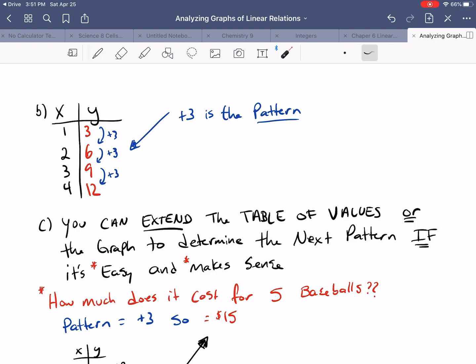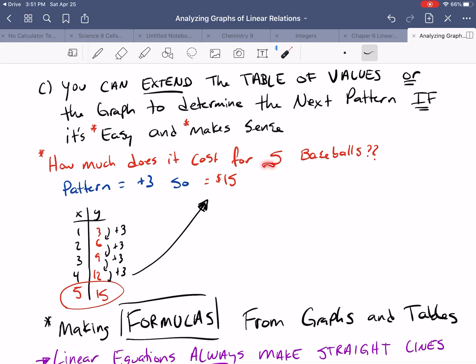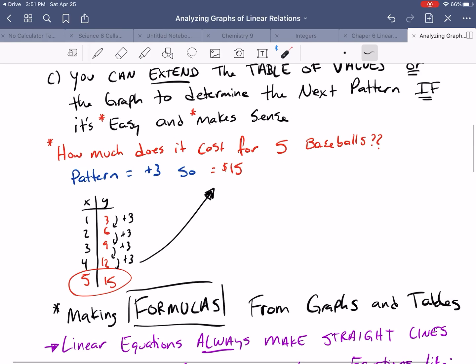We want to build something called a formula. But right now, if I said how much does it cost for 5 baseballs, or if I had to just put a 5 there, well, that's super easy because the 5 is the next number, and all you got to do is add 3 and you'll get your answer. So as you notice right here, this makes sense to just do in your mind or looking at the table because the 5 is just right here. So we know that all of these, the pattern is plus 3. So if I just added 3 more, I'd get 15. So I would know that it would cost me $15 for 5 baseballs.